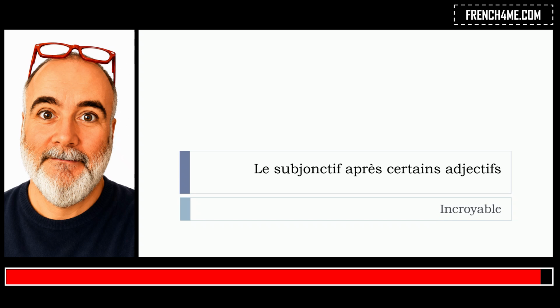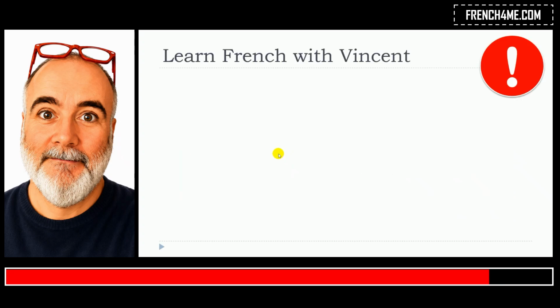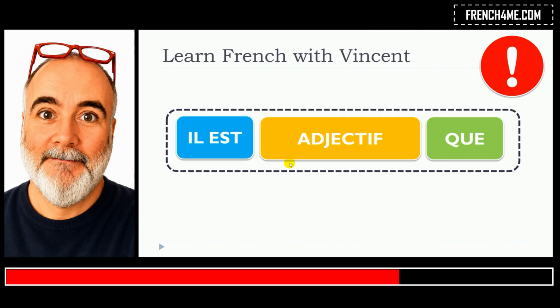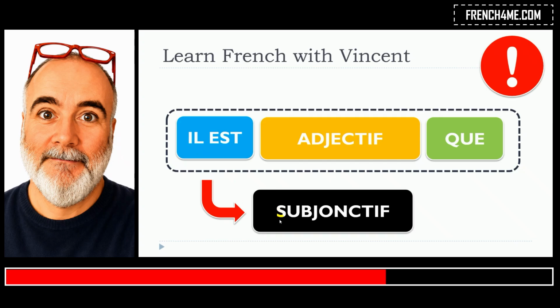In this lesson, we will see together le subjonctif après certains adjectifs, but more precisely, we will see incroyable. The important thing that we need to remember is that we will structure our sentence in such a way. We will start with il est. Remember that in that case, il will stand for it and not for he. Then we will put the adjective, then que, and after all that, we will introduce the subjunctive. So it means that the verbs that will come after the structure will be in the subjunctive.